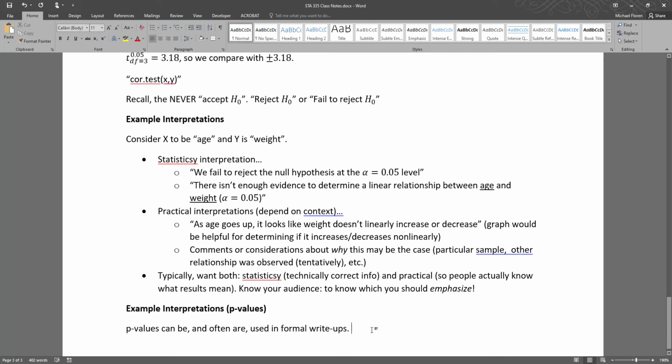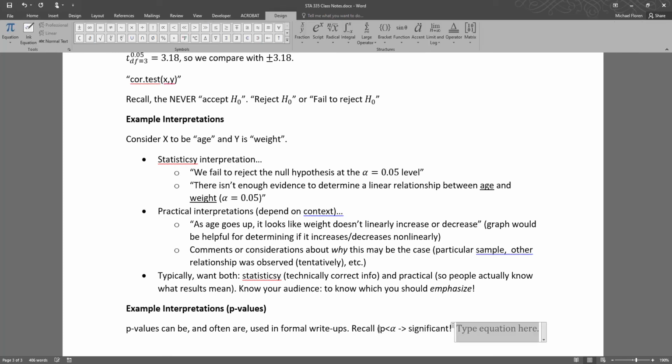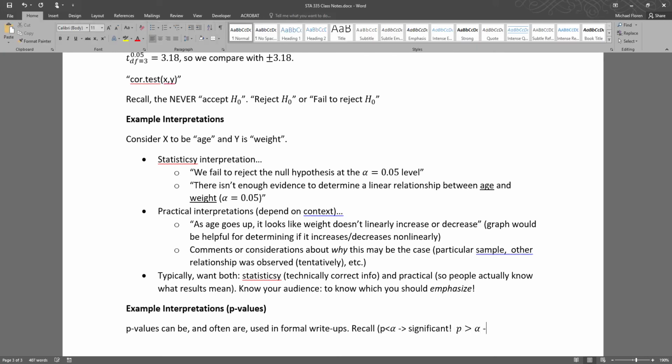So recall that when looking at a p-value, you compare your p-value to your alpha level. I guess we can write this real quick. If p is less than alpha, then you have significance. If p is greater than alpha, then you have non-significance.